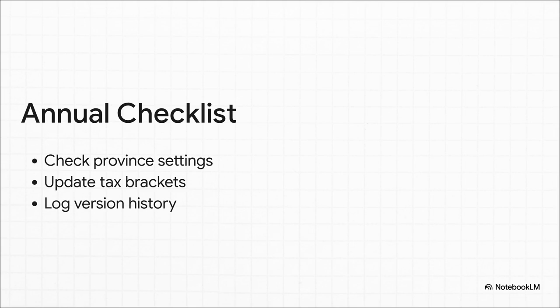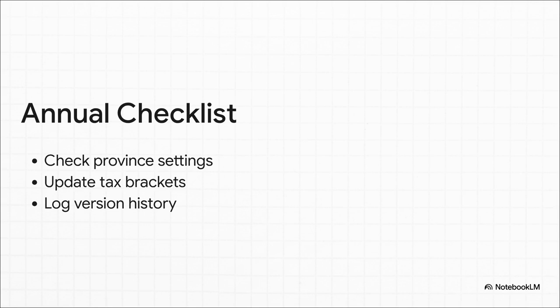First up, you've got to be aware that version 1.0 of the spreadsheet uses Alberta as the default tax setting. So if you live in a different province, your very first task is to change the provincial settings to match your location, because provincial tax rates vary pretty significantly across the country. Second, and this is absolutely vital, you must update the tax brackets annually using official government data. Tax brackets are adjusted for inflation every single year. If you skip updating these rows in the spreadsheet, your projections are just going to drift further and further away from reality.